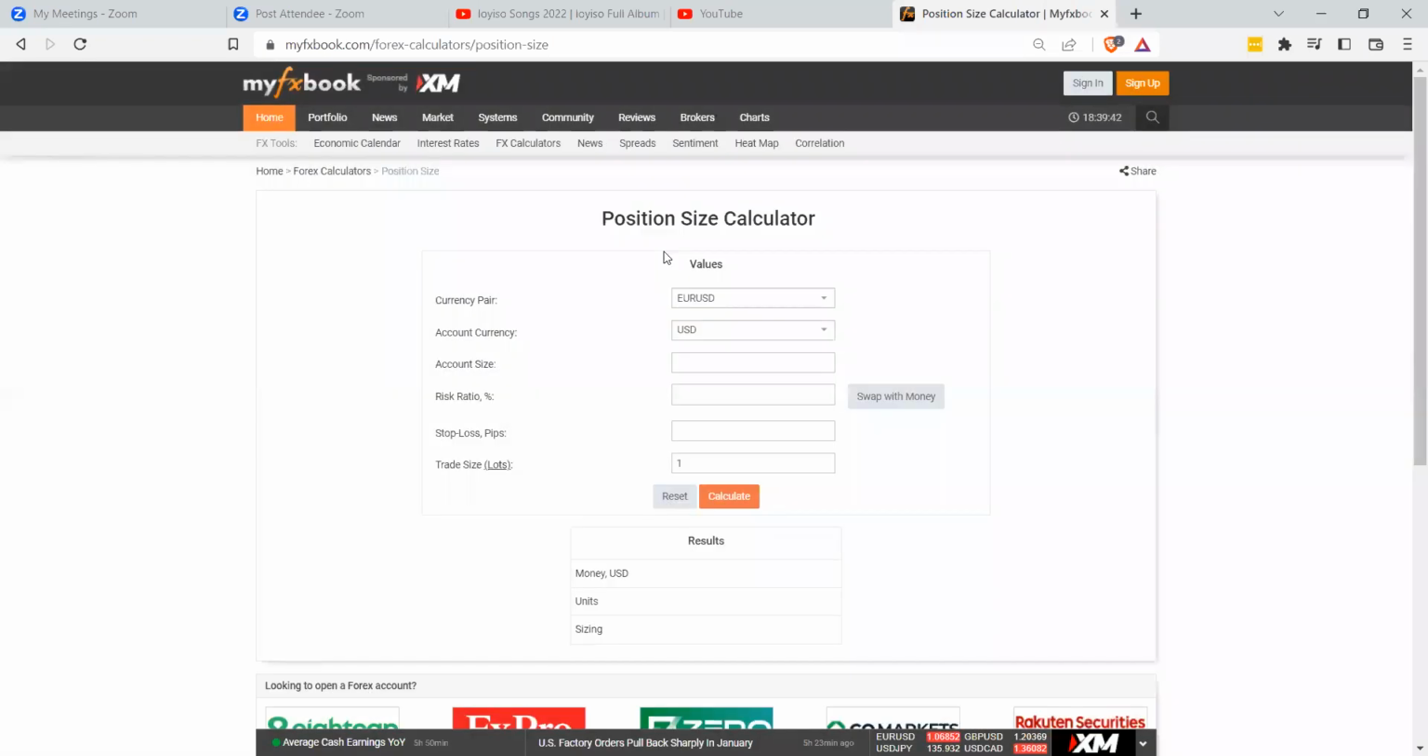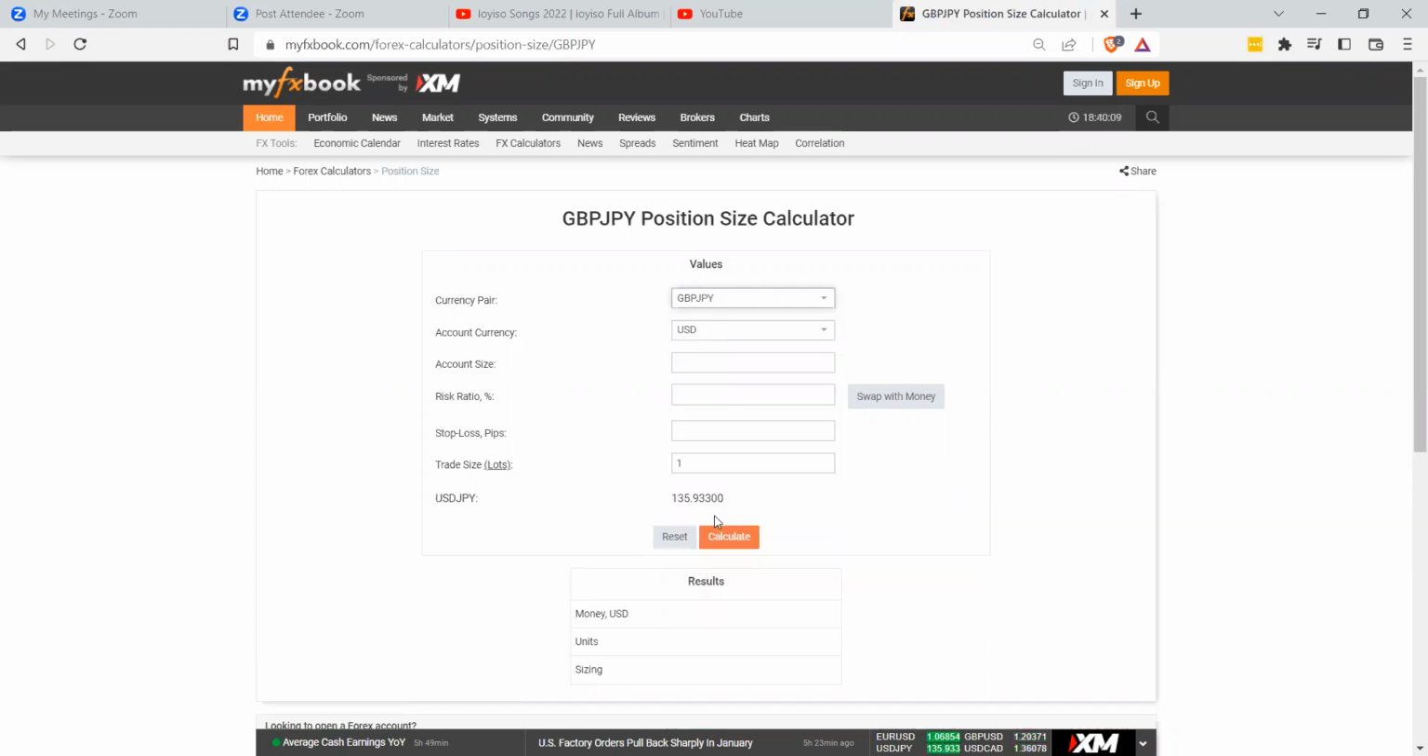Now, when you get to this particular website, they're going to ask you for some details regarding your trade for that particular time. You'll be asked for the currency pair that you are trading. So what is the pair that you are trading? Let's select GBP JPY. Your account currency is in USD.